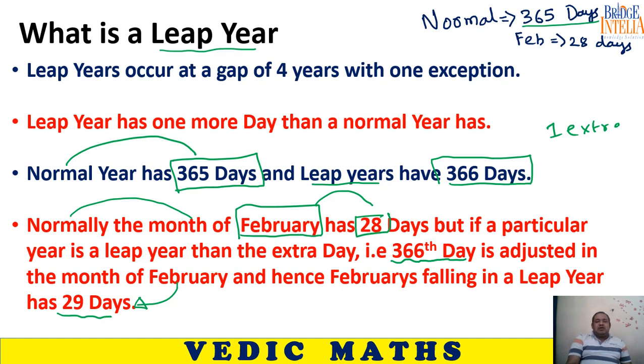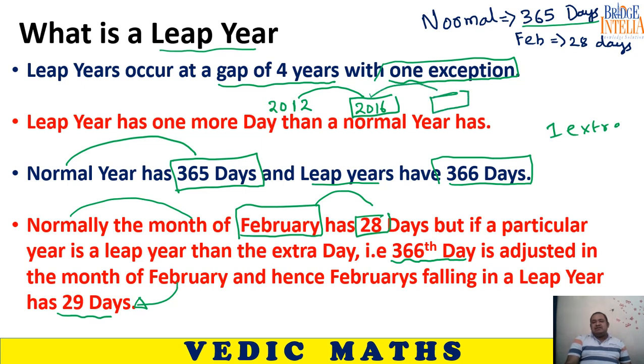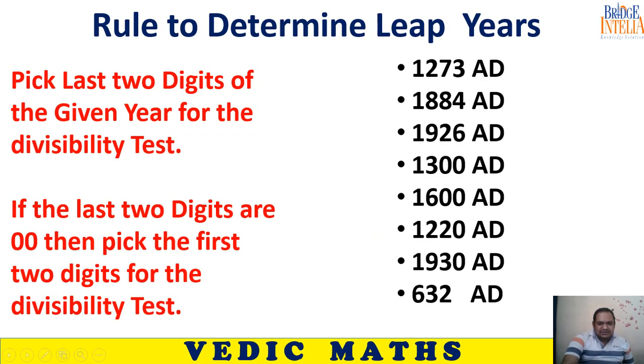Now a leap year occurs at a gap of 4 years. If 2012 is a leap year, then 4 years later, that means 2016 will also be a leap year, but there is one exception. The general rule is that after every 4 years we have a leap year, but there is one exception. So let us understand what that one exception is.